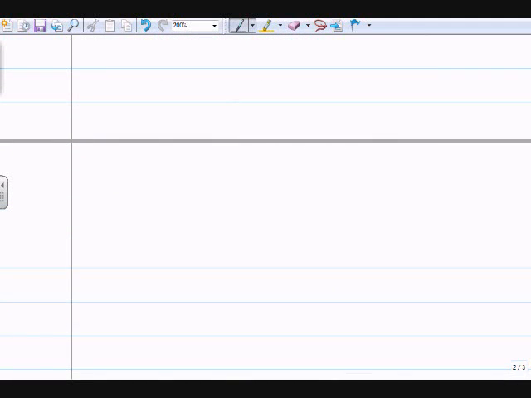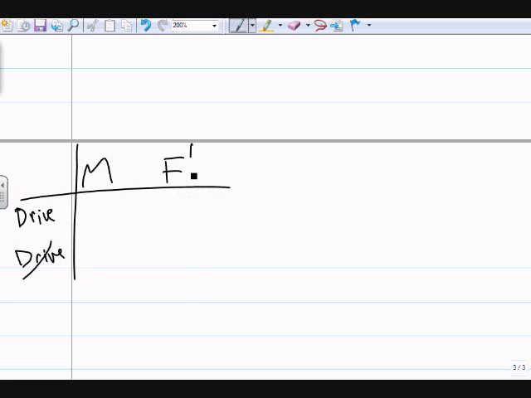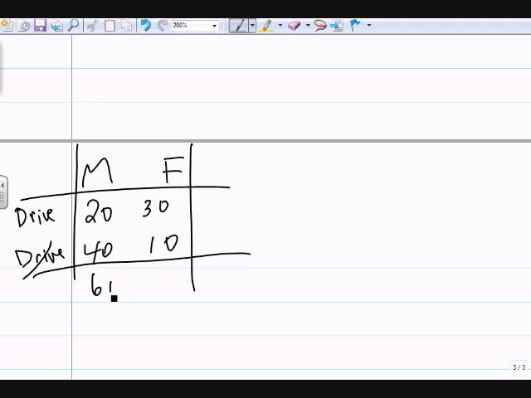Here we go. All right, so let me make my two-way tables, the one I made yesterday with the males and females and those that drive to school and those that don't drive. I'm going to use the same numbers as yesterday: 20, 40, 30, 10, 60, 40, 50, 50, 100.